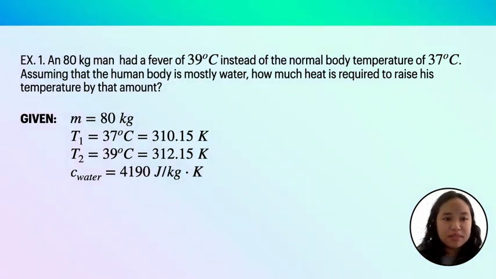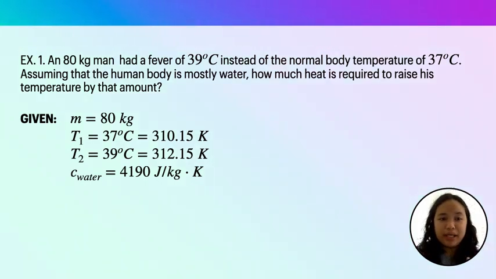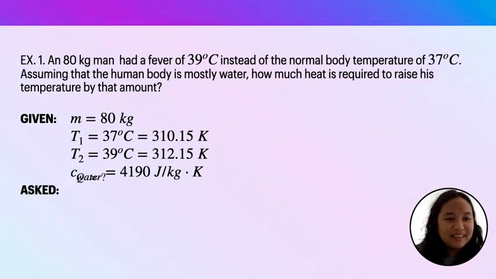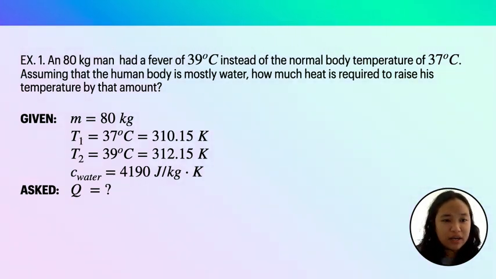So, specific heat depends on the material. It is constant, so it does not change. The specific heat of water will always be this value regardless of the mass. Okay? So, what is asked? It says, how much heat is required to raise his temperature by that amount? So what we are looking for is the value of Q.